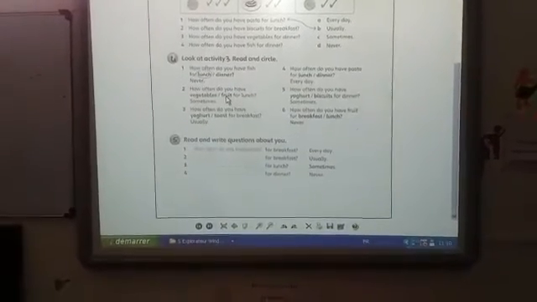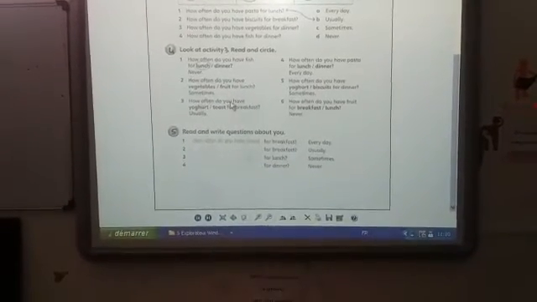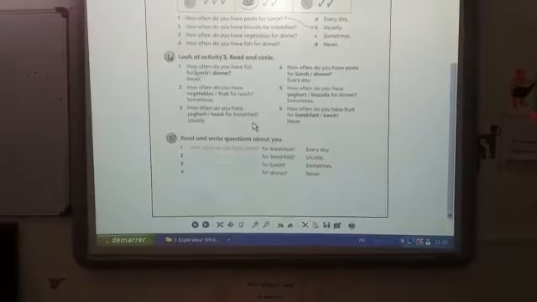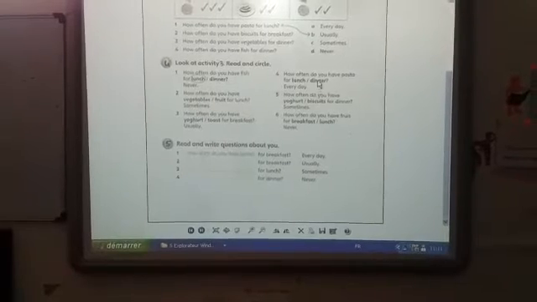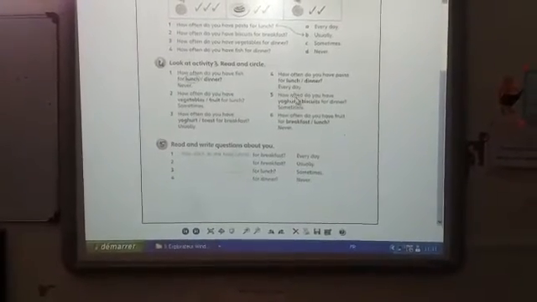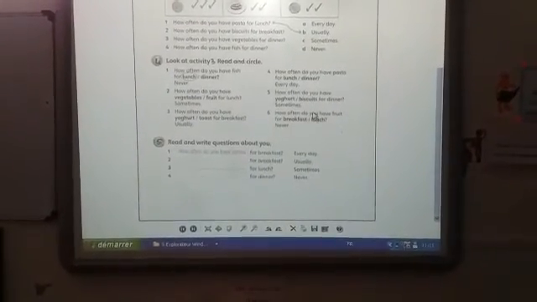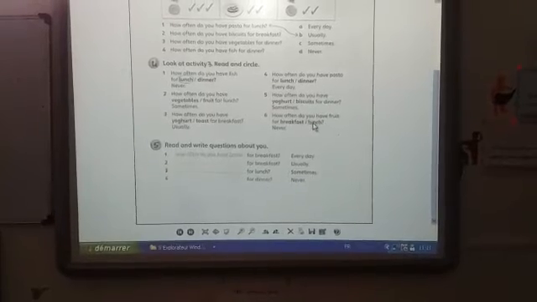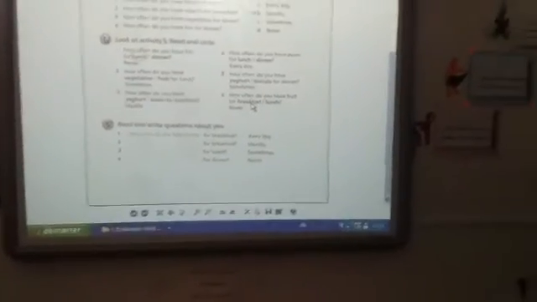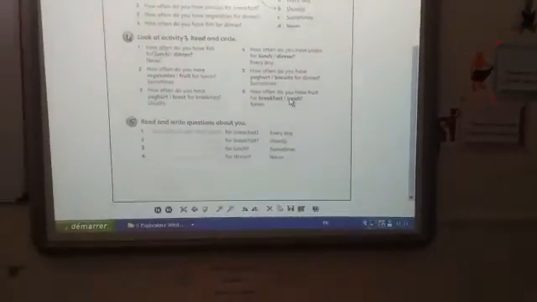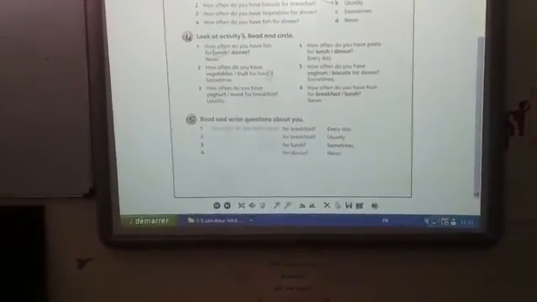How often do you have vegetables or fruit for lunch? The answer is sometimes. How often do you have yogurt or toast for breakfast? It's usually. How often do you have pasta for lunch or dinner? Every day. How often do you have yogurt or biscuits for dinner? Sometimes. And the last one, how often do you have fruit for breakfast or lunch? It's never. So the same thing, I have to choose either the first one or the second one. I think it's clear, and the two activities are related to each other.